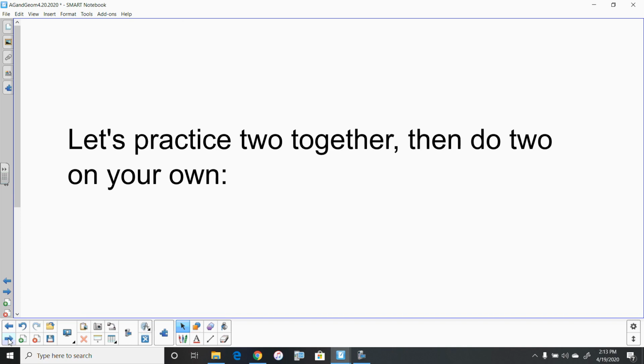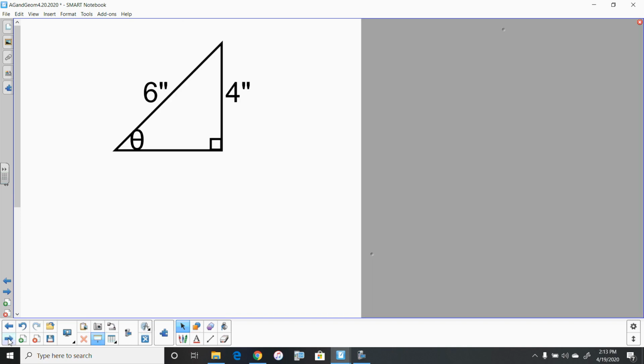Let's try another one here. Okay, so we'll do a couple practice ones, and then I'll give you guys a couple of examples. Here's the first one. So I see that if I'm at theta, 4 is the opposite side, 6 is the hypotenuse. Okay, so I have to think, which one of our three functions uses opposite and hypotenuse? That would be sine. So we can start by saying sine theta equals the opposite side, 4, over the hypotenuse, 6.